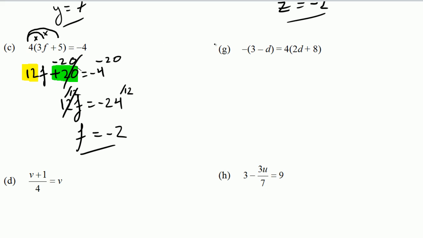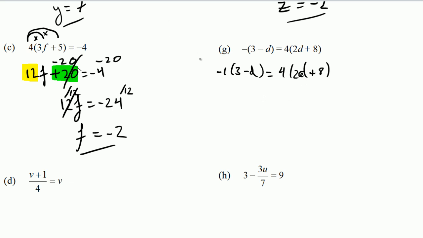Let's look at this question here. So first of all, let's rewrite this, because negative 3 minus d is actually the same as negative 1 times 3 minus d, and it equals 4 times 2d plus 8. Okay, hopefully you can make sense of that d.